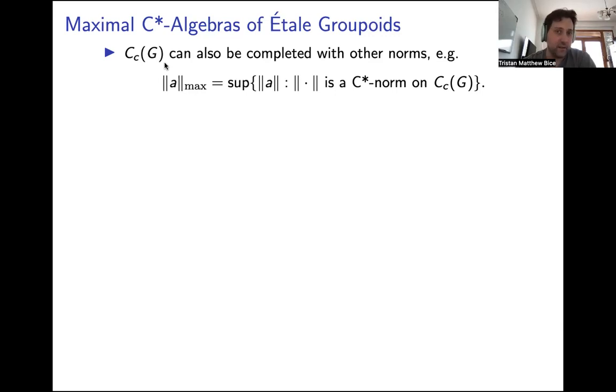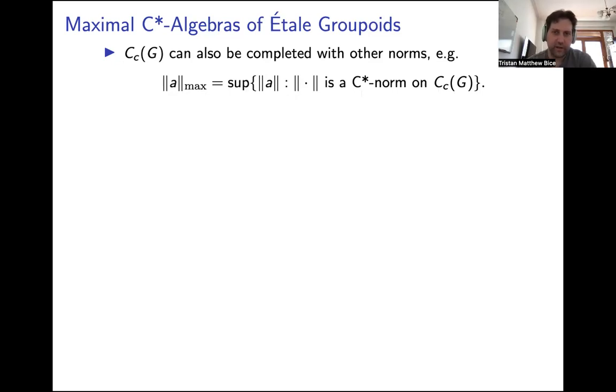There can be many, and in particular there is another canonical choice, and that is to take the maximal C-star norm on Cc(G). It's the supremum of the norms a, where a is any C-star norm on Cc(G). And you can check that this will also give you a C-star norm, so the supremum is really a maximum.